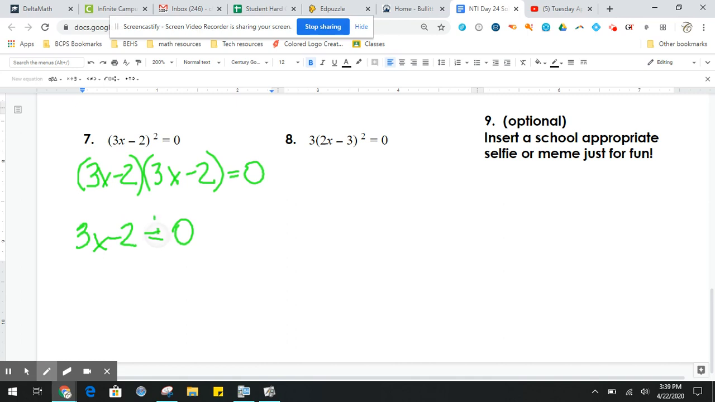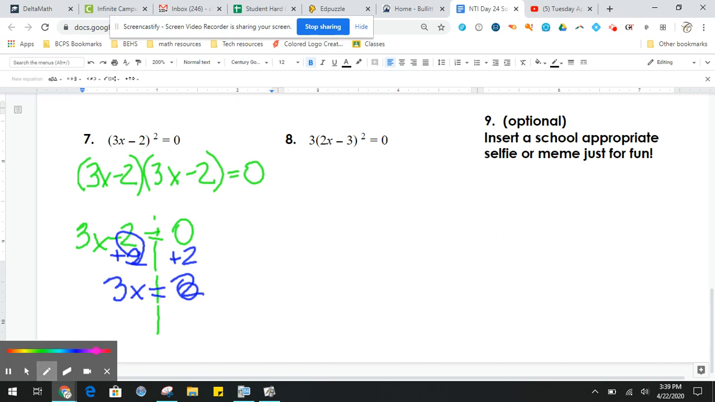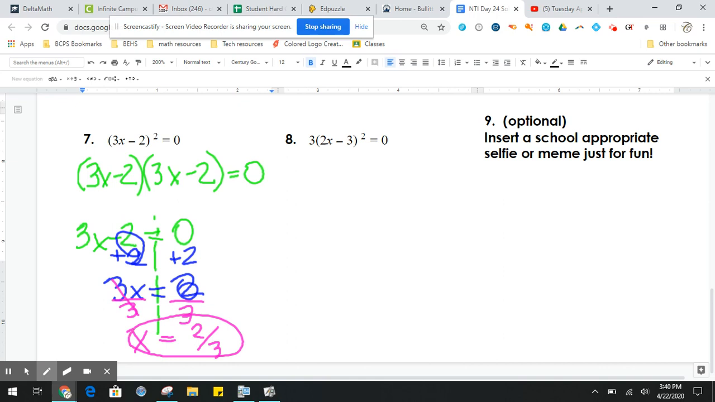To do that, I'm going to use my inverse operations to do a 2-step problem. The first operation is to add 2 on both sides, and I get 3x equals 2. And then the second operation is to divide by 3. So dividing by 3, I'm going to get x equals 2/3. If I write that as an ordered pair, I'm going to have an ordered pair 2/3, comma, 0.